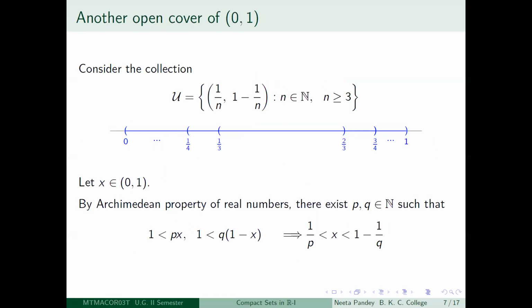Let us look at another example of the same set. That is, we are looking at the open interval 0, 1, but now we are looking at a different family. Again, I am naming the family script u. That is not important, but it is a different family. You look at the family of all open intervals of the type 1 by n to 1 minus 1 by n. And here I am taking all positive integers which are greater than or equal to 3. So let us first determine why n greater than or equal to 3. If I take n equal to 1, then this is an empty set.